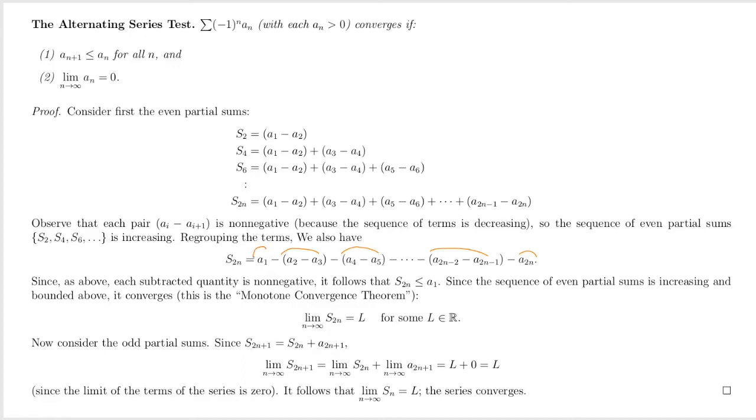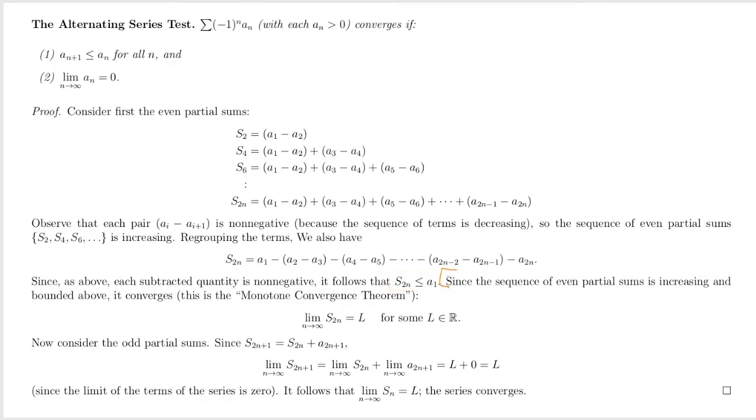And so we're taking some positive number here, a sub 1, and subtracting positive or at least non-negative quantities from it one after another. And that's what lets us conclude that the 2nth partial sum has to be less than or equal to that first term, a sub 1. We took a sub 1 and just subtracted quantities from it. And so the biggest it could possibly be is a sub 1.